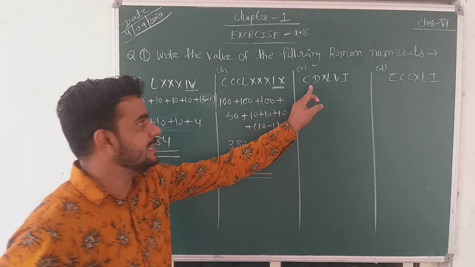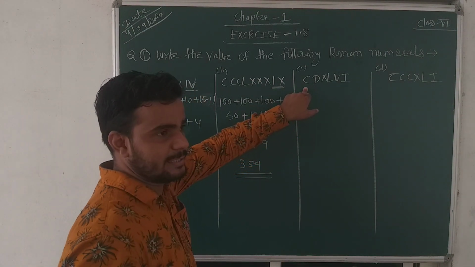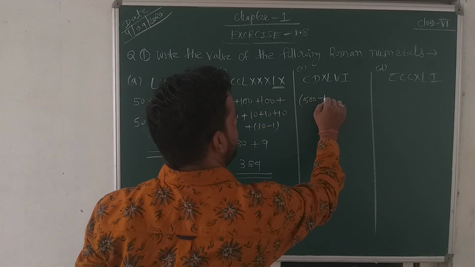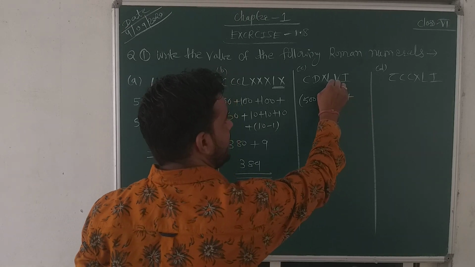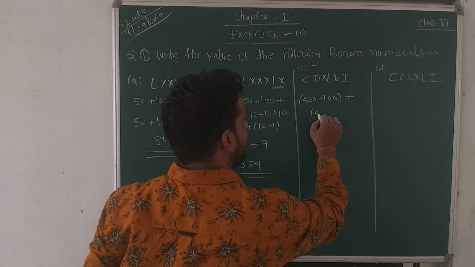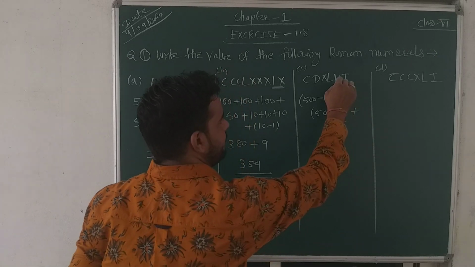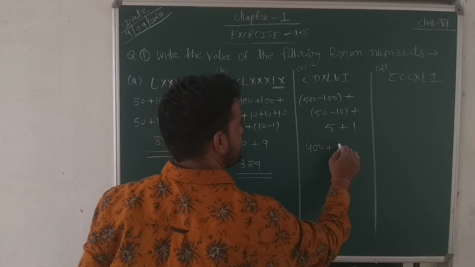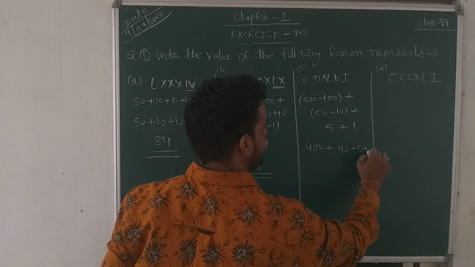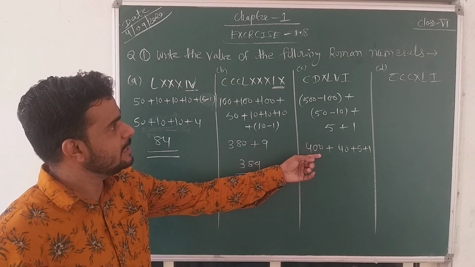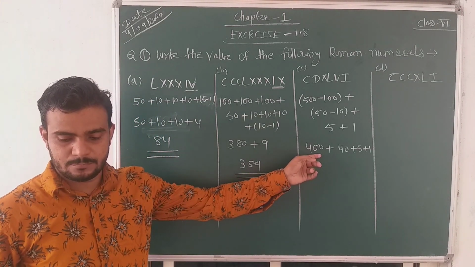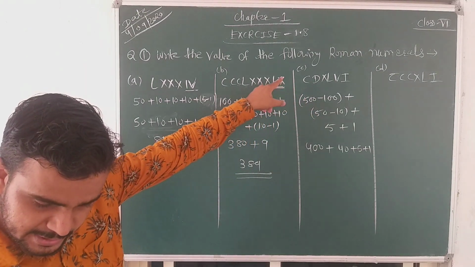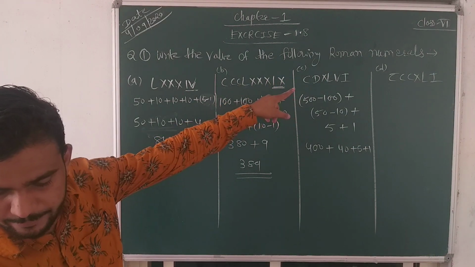The next is CD. C means 100 and D means 500. C came first, so we do 500 minus 100, and plus L means 50 and X came first, so 50 minus 10, and V means 5 and I means plus 1. So 400 plus 40 plus 5 plus 1. The question is CDXLVI.